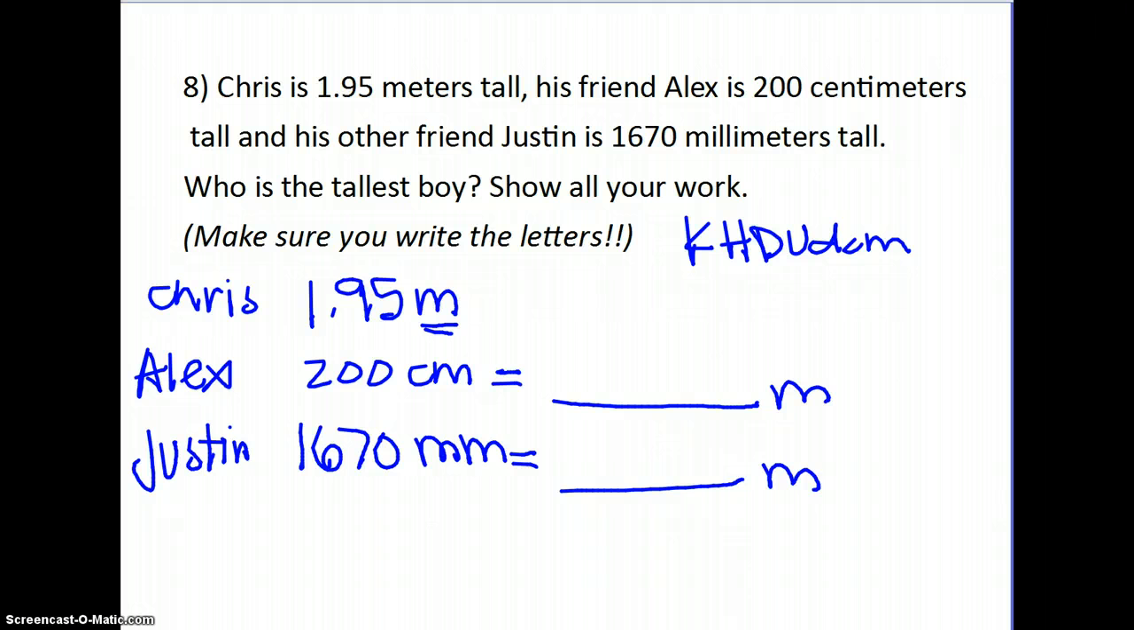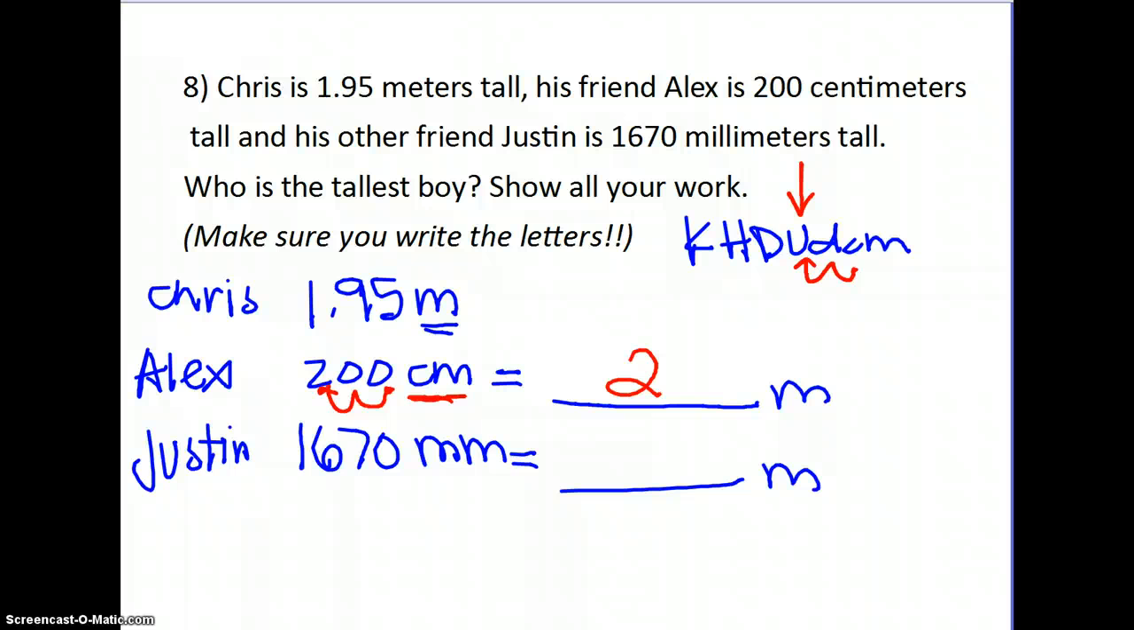Okay, so I'm going to go up to my letters. And I know that my starting unit for Alex is centimeters. So my pen needs to go underneath the centi. Okay? And I'm converting to meters. Well, meters doesn't have a prefix, so we know that it goes under the U for unit. So we swoop once and twice to the left. I know my decimal is right here, and I swoop 1, 2 to the left. And I know that my answer is Alex is 2 meters tall. Then I'm going to move on to Justin and switch colors.